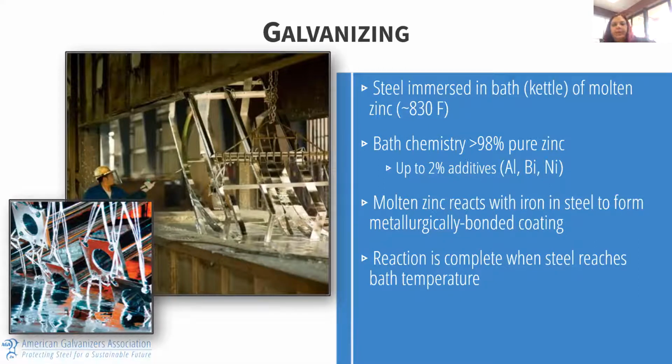Basically, while it's in the galvanizing bath, it's going to stay in there until it reaches bath temperature, typically about 5 to 7 minutes. The kettle operator would know when the steel has reached the bath temperature because the bubbling on the surface would dissipate. And while it's in the kettle, there's going to be a metallurgical reaction between the iron in the steel and the zinc in the kettle to form the galvanized coating. And we'll talk a little bit more about that as we go forward.